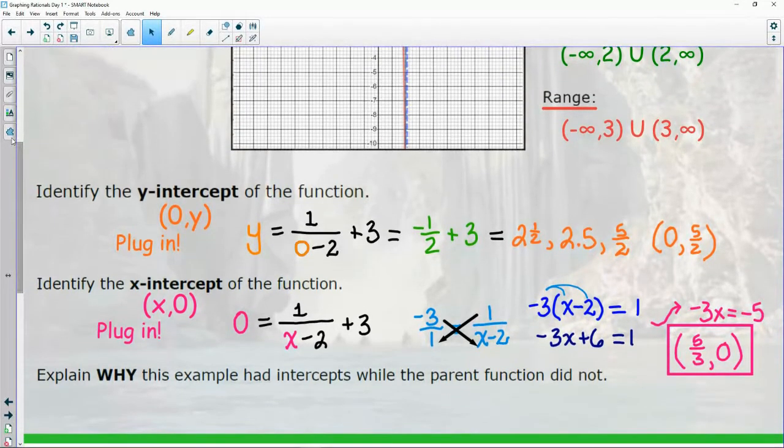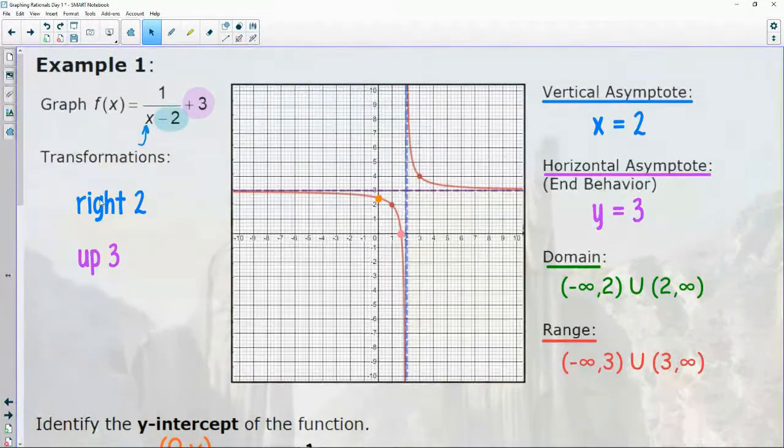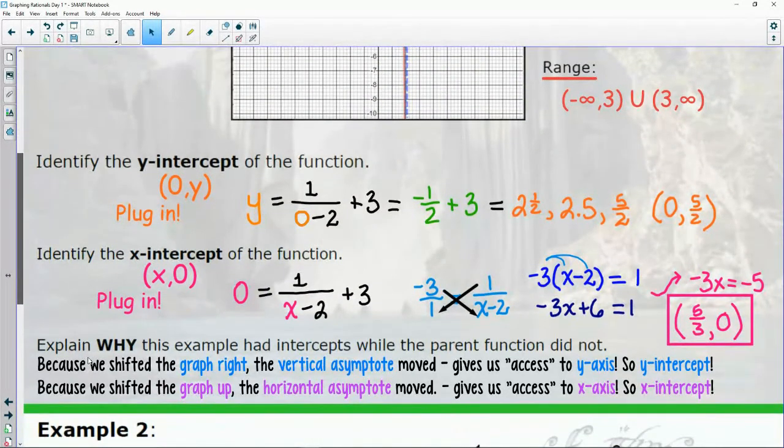Something to keep in mind. Why did this example have intercepts? The parent function didn't. What makes this one so different? Well, take a closer look. This one shifted. It moved right 2. And what I love about this is normally this was the boundary. Our y-axis was the boundary. But since it got shifted, I now have access to that y-axis. I can cross that. There's not a restriction. There's no boundary there. And real similar, I shifted the graph up. Normally, this was my boundary. But now that I've shifted it up, the graph has crossed that x-axis. So these transformations are allowing us to cross both the x-axis and the y-axis.